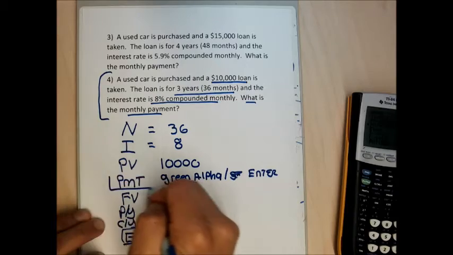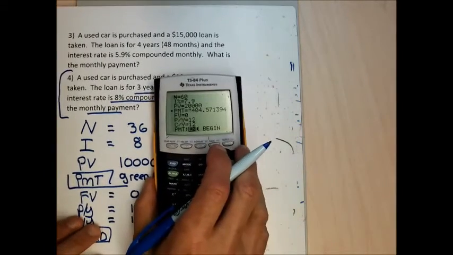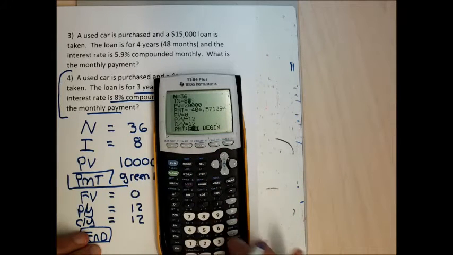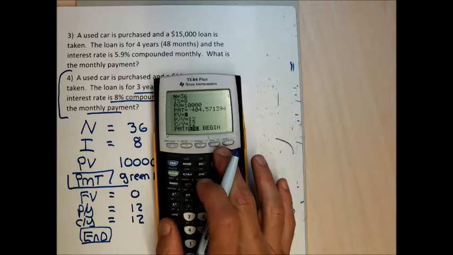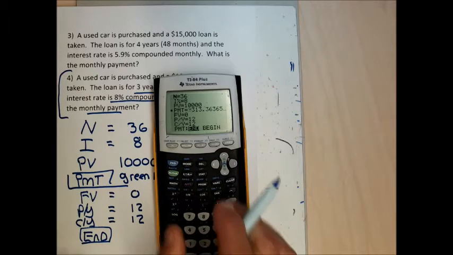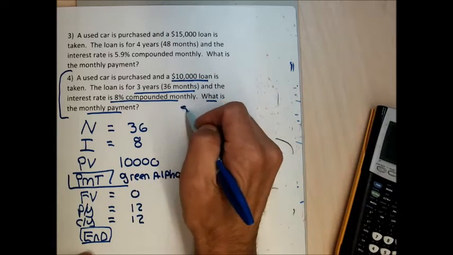After I get the payment, having flashing cursor next to it. So for this problem number 4, I'm going to go 36, 8, 10,000. I'm going to leave the payment alone. I have the 0, the 12, the 12, and the N in. I arrow up to the PMT. I hit the green alpha button, followed by the enter, and I round to 2 decimals and get $313.36 for my problem 4.